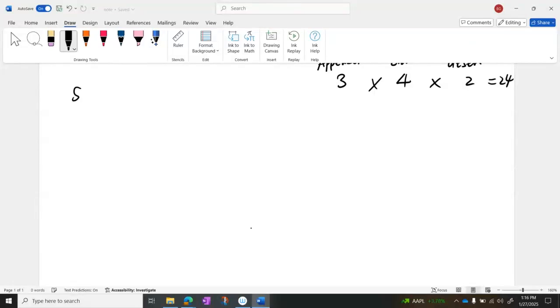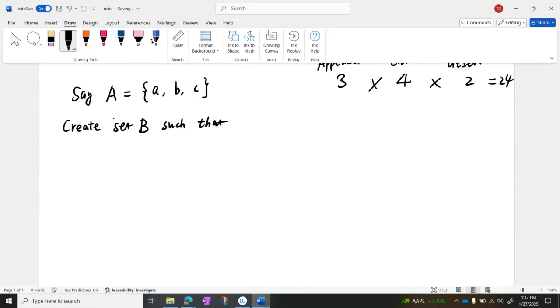All right, now we are going to use the fundamental counting principle to complete this task. What is the task? Let's say A is a set. Yeah, we are talking about set theory, right? Let's say A is a set. A has 3 elements, A, B, C. Okay? And our task here is to create a subset for A. How about do this? Create a set B such that B is a subset of A.